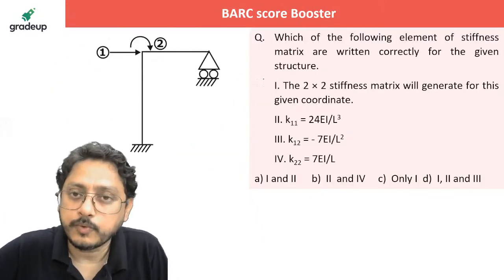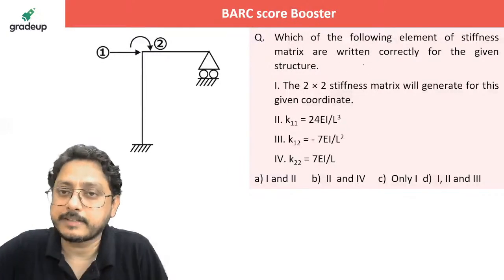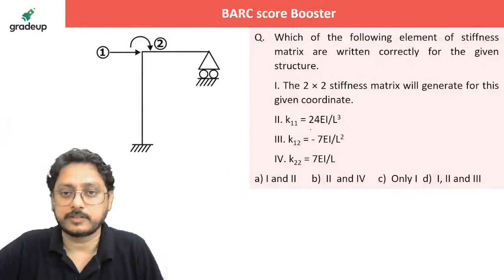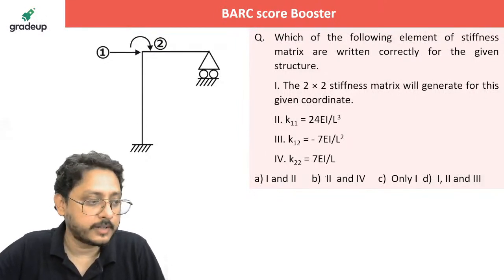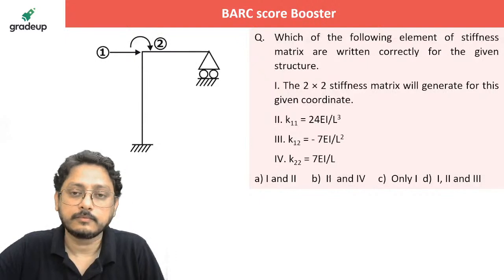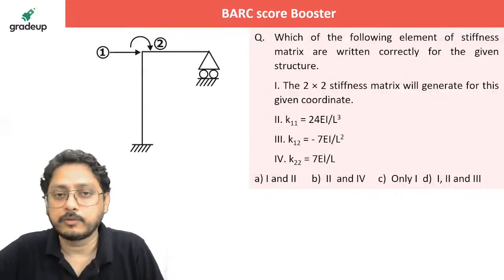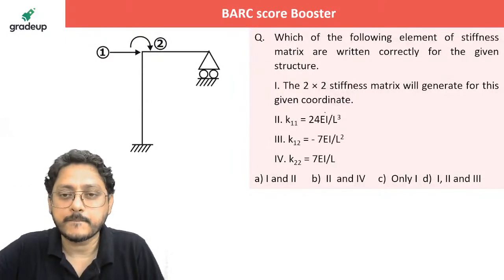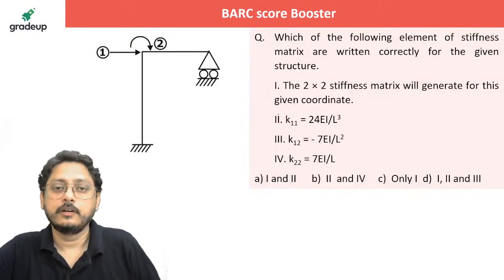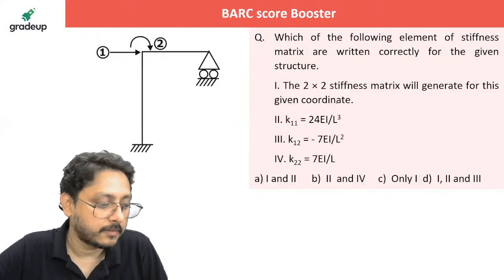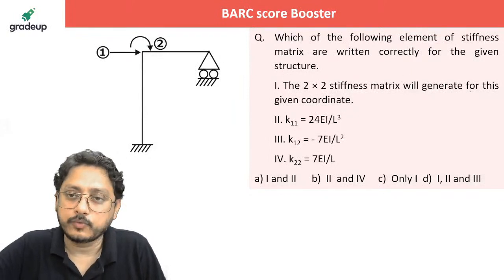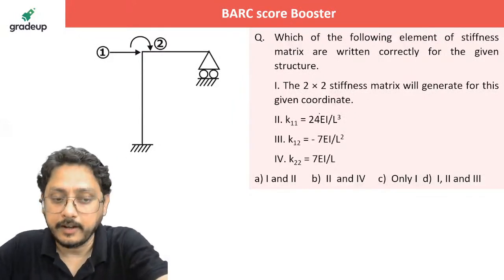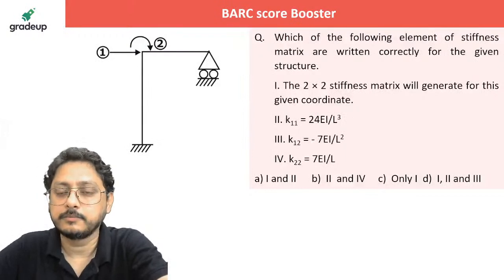Now what about this one? Which of the following elements of the stiffness matrix are written correctly for the given structure? Out of which one is the correct? This also is a little bit lengthier one, but yes, good for practice. A 2 by 2 matrix will be generated for this given coordinate system. Is it correct? Is it correct?